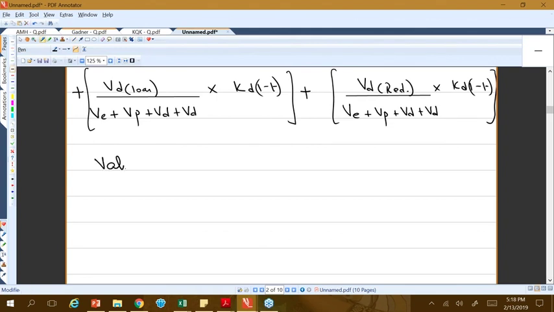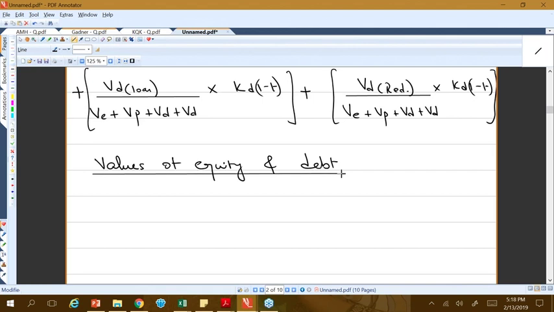So how to find the values of equity and debt. And I'm assuming here that I'm working in market value terms, because they are more commonly examined. Book values are really easy. They're historic, they're in the SOFP.